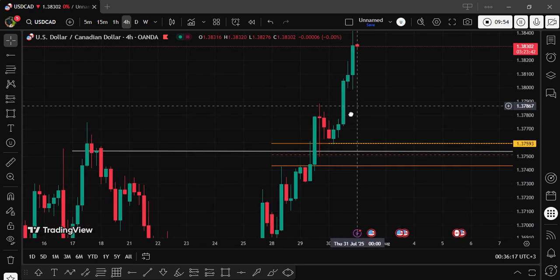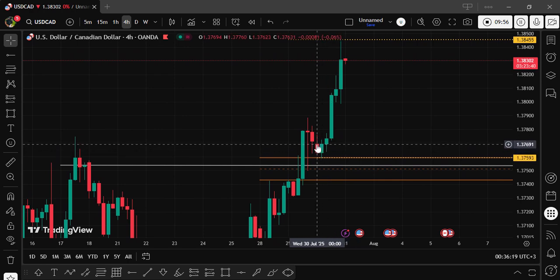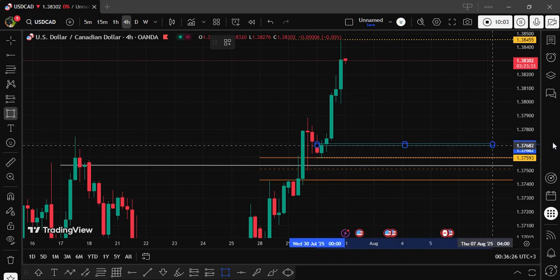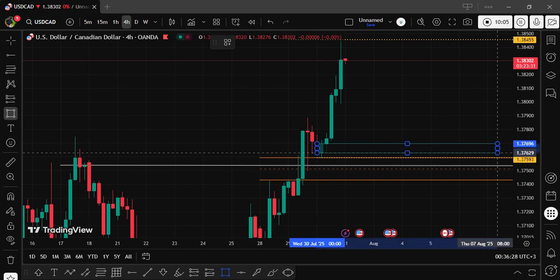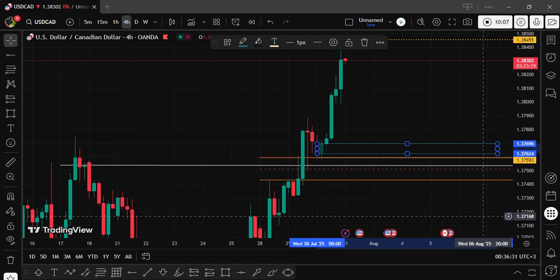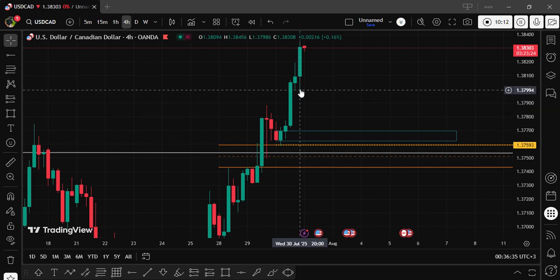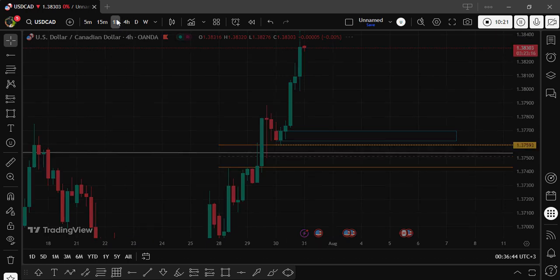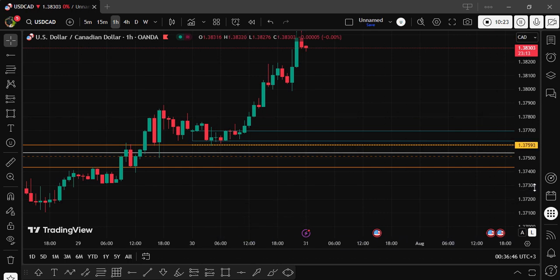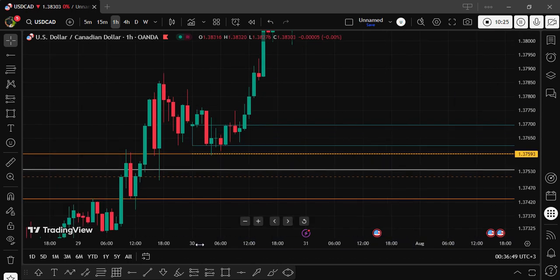So this is like an order block right here. So mark out this order block right here. Order block, because if you can see, this fair value gap was already taken out. Price somehow touched it. Or you move on to the 1 hour to get better entries.